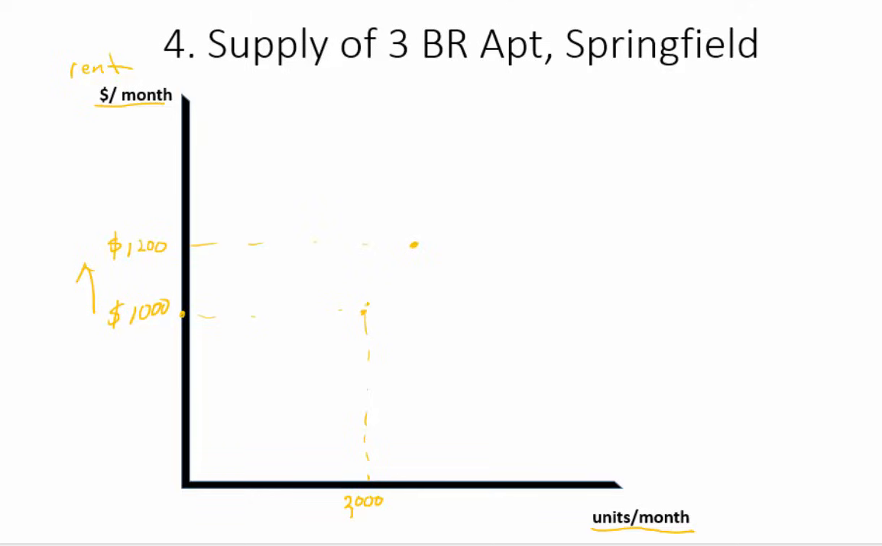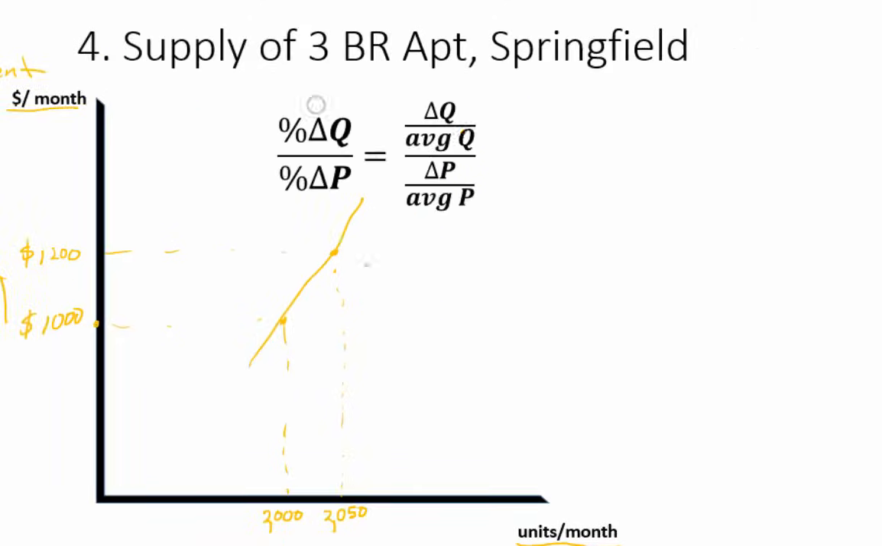And because in the short run the supply of apartments is relatively fixed, it's pretty difficult for them to increase supply. They might be able to maybe get some units that are being cleaned or repaired and kind of hurry that along and get the supply up just a little bit. So let's say it only goes up to 2,050, and then we have a supply curve that looks something like that. Okay, and we're working with our same formula.